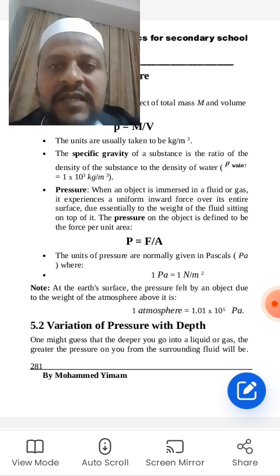Note, at the Earth's surface, the pressure felt by an object due to the weight of the atmosphere above it is 1 atmosphere, which is equal to 1.01 times 10 to the power of 5 Pascal.